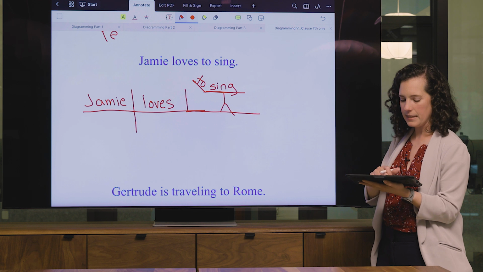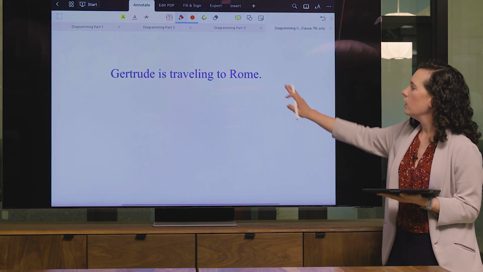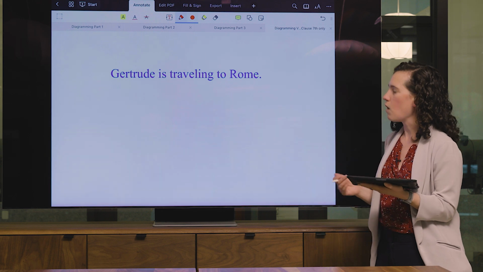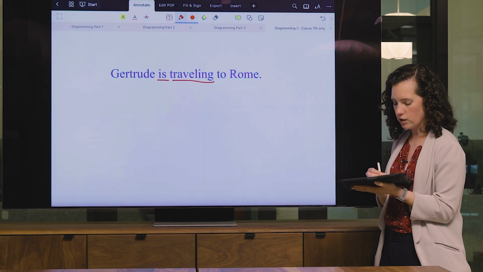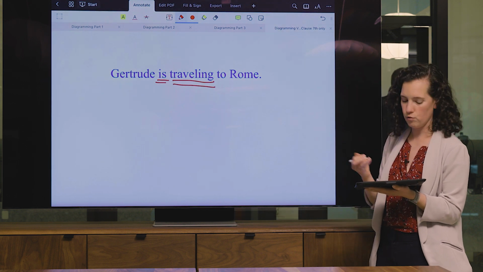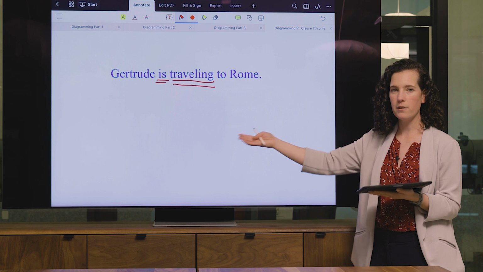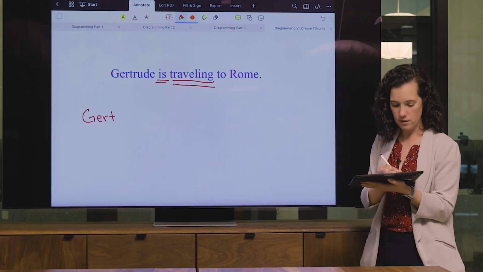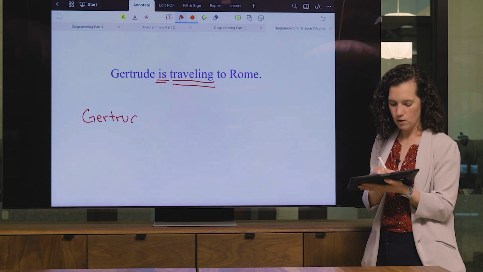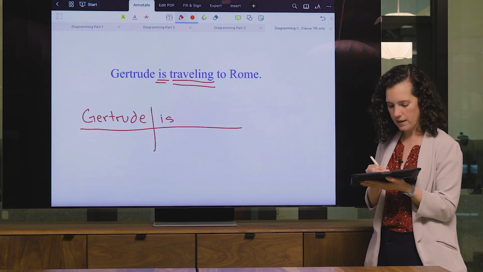Now, here is that sentence I was talking about using is as a helping verb. Gertrude is traveling to Rome. We have is traveling is our verb for Gertrude. Gertrude is our subject. What she is doing is traveling. In that case, this is not a gerund.